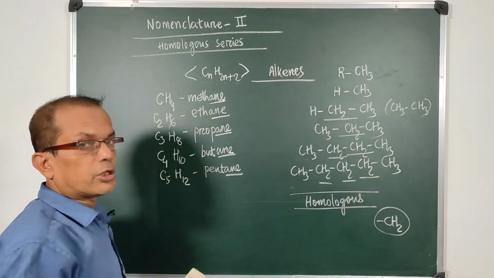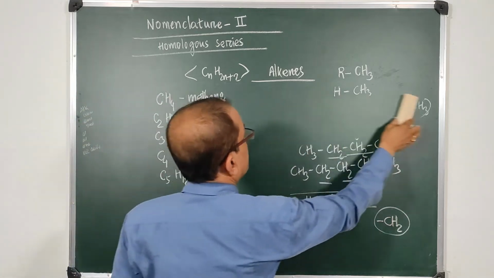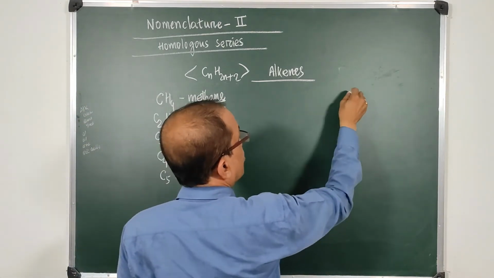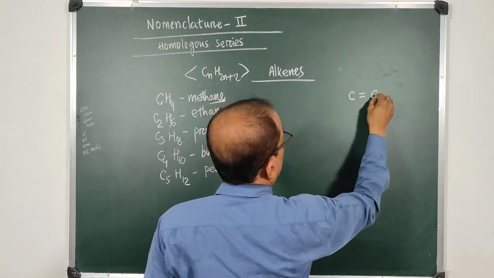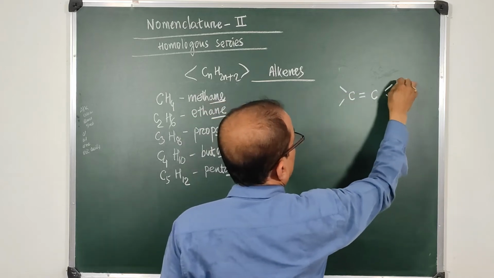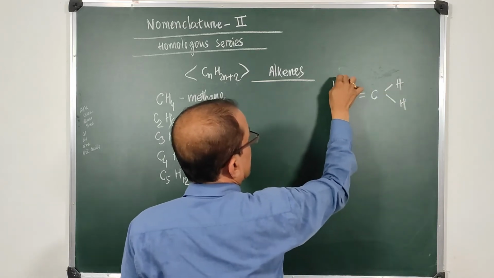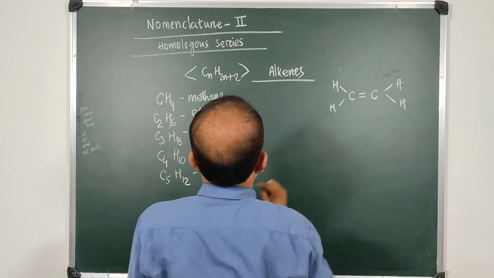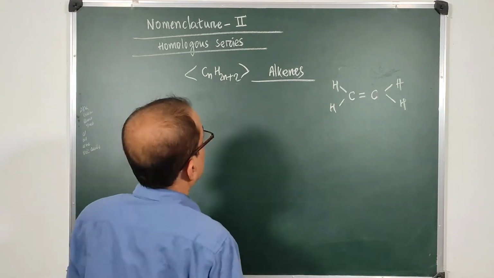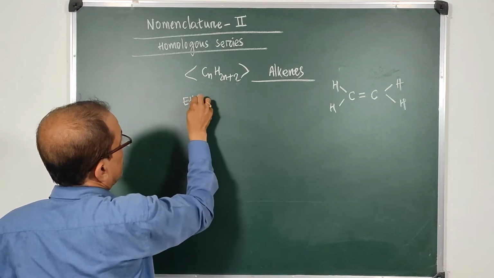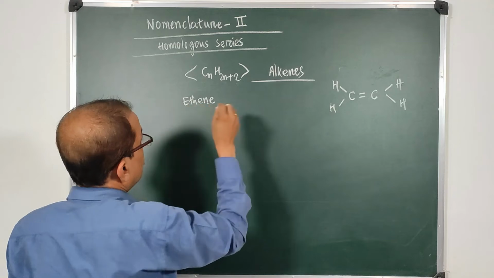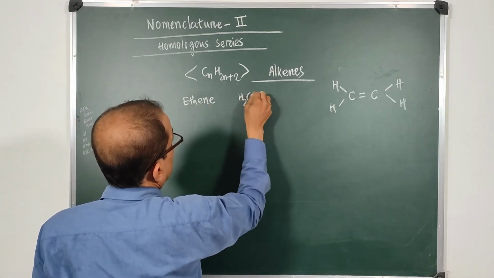Alkenes are unsaturated hydrocarbons and must have a double bond. The first double bond should be between 2 carbon atoms, and the remaining positions are 4 positions. So alkenes start with 2 carbons, so the first element will have 2 carbon atoms, so ETH, and since there is a double bond, ENE, ethene. So ethene will be H2C double bond CH2.